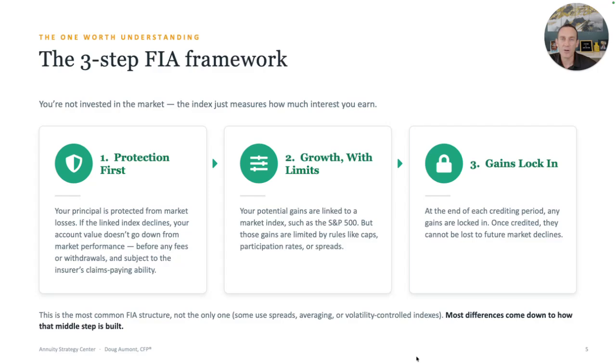And then the third point, and this is a really important point, which the next slide will illustrate visually how this works, but your gains are locked in. So in year 1, let's say the markets were up, your account value receives a positive credit. In year 2, if the stock market has a pullback, well, you don't see any loss, so your gains are locked in. It's like an elevator that only goes up.